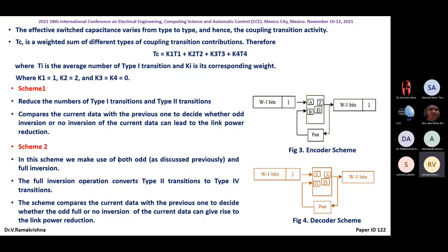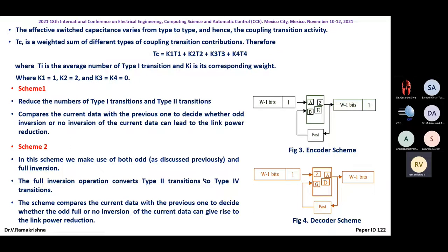And coming to scheme two. In this scheme, we have used both odd and full inversion. Full inversion operation converts type two transitions to type four transitions. Complete inversion means everything, not just even or odd; complete full inversion takes place. This scheme compares the current data with the previous one to decide whether odd, full, or no inversion of the current data can give rise to link power reduction.